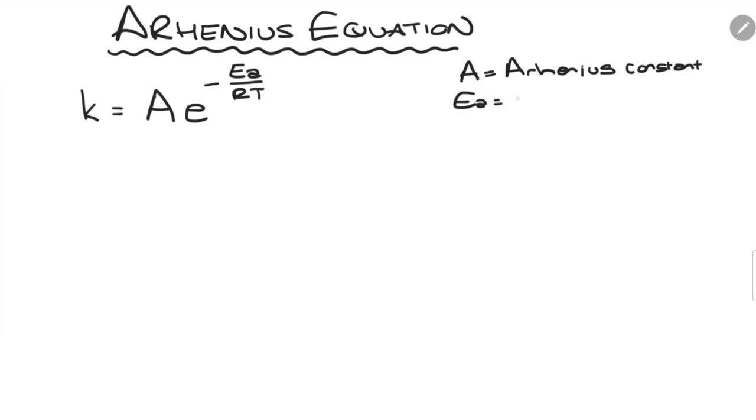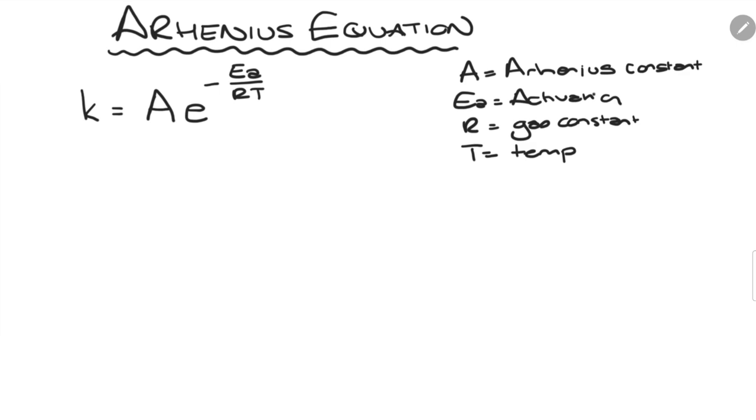EA is the activation energy, R being the gas constant, which you would typically be given in a question paper, 8.31 and so on, and T would be the temperature, with these values being given in Kelvin.